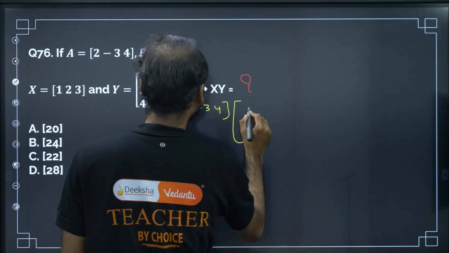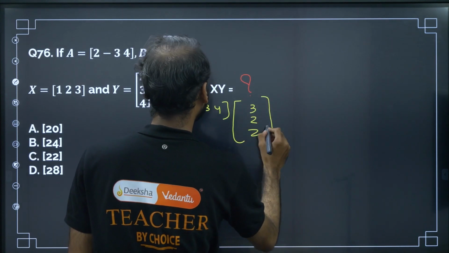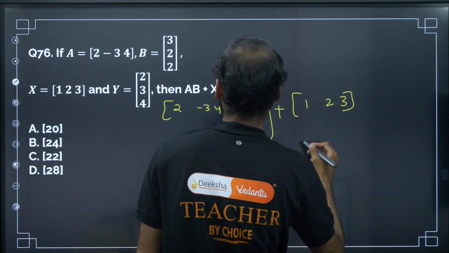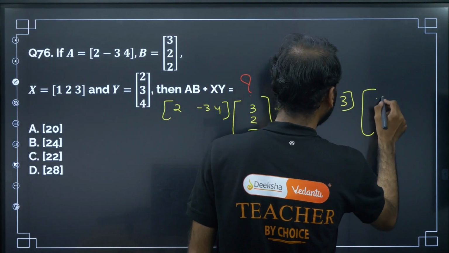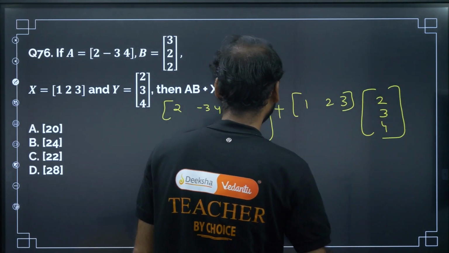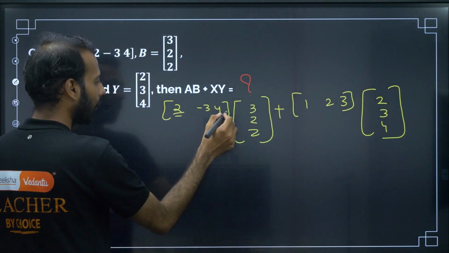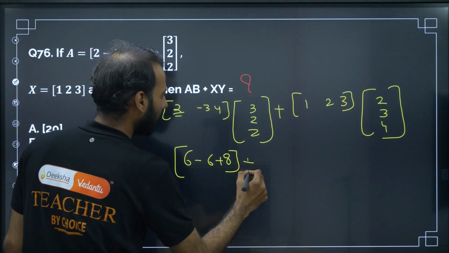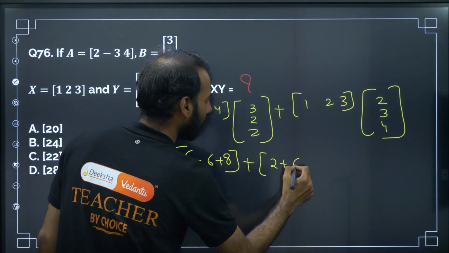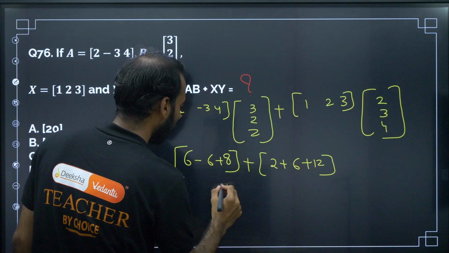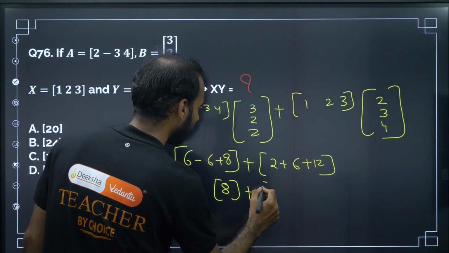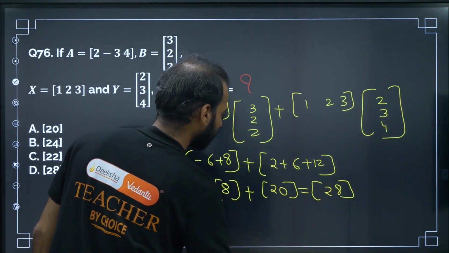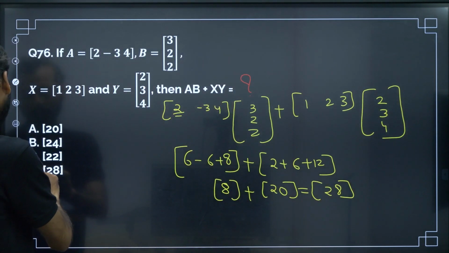B is 3, 2, 2, B plus X. X is 1, 2, 3, 1, 2, 3. X is this. Y is 2, 3, 4. Now 2 3s are, if I multiply this, 6 minus 6 plus 8, this plus 2, 6, 8 plus 20, 28. So option D is the answer.